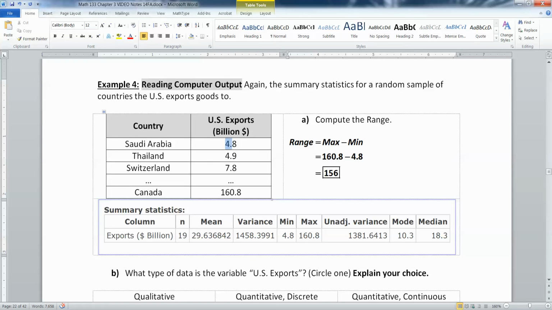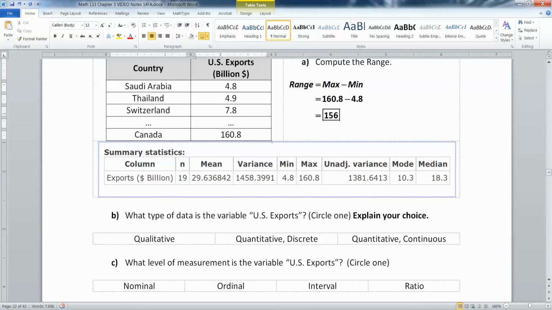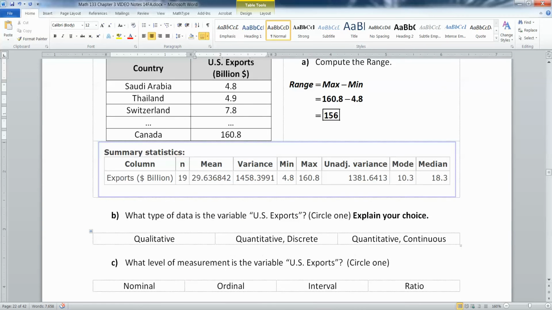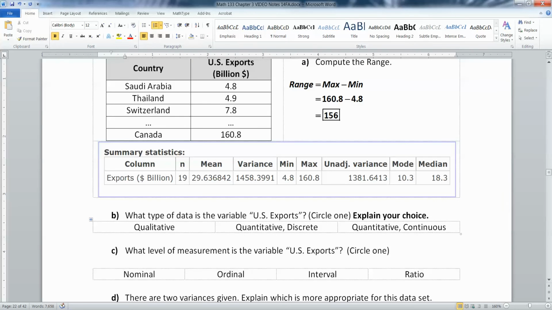And technically it was given over here in the list, but we weren't sure that this was in order numerically, but it was. All right, next, what type of variable or data is the variable US exports? Interesting. And we have to explain our choice. Doubly interesting. Okay, so technically that would be quantitative discrete.